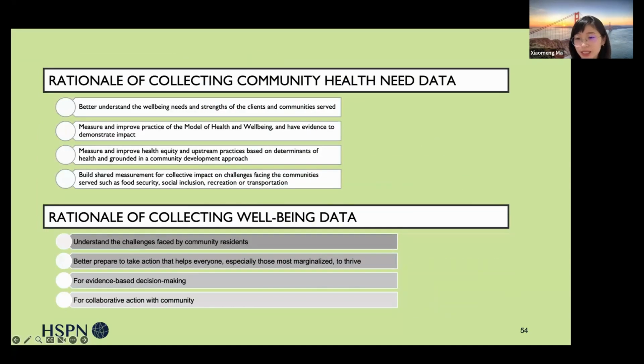In addition to social data, community health need and well-being data should not be overlooked because it furthers our understanding of the community we serve. This portion of data can help to assess the current practice against the healthcare models and collect evidence to demonstrate the impact of our community work. These 2 domains of data better prepare healthcare workers to take actions that help community residents, especially those who are marginalized, to realize evidence-based decision-making in collaboration with the community.